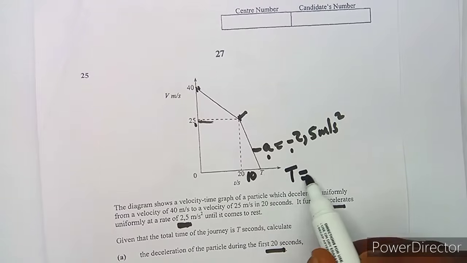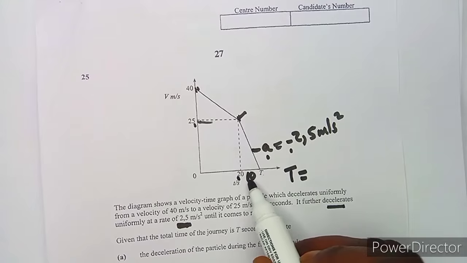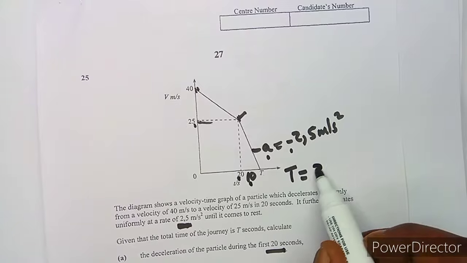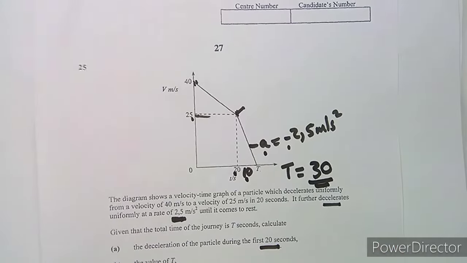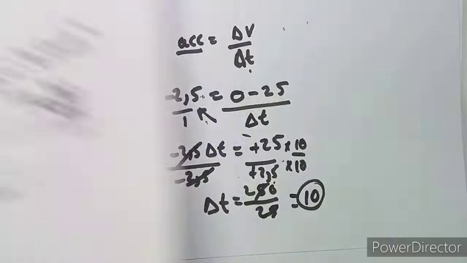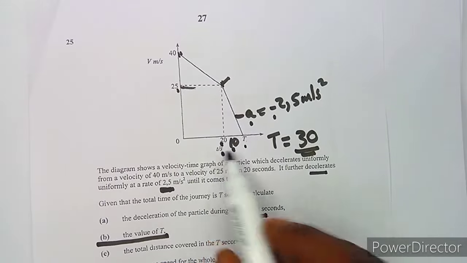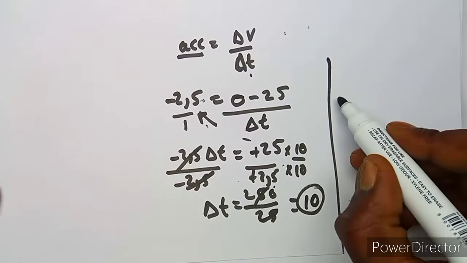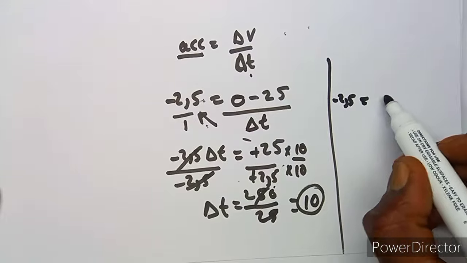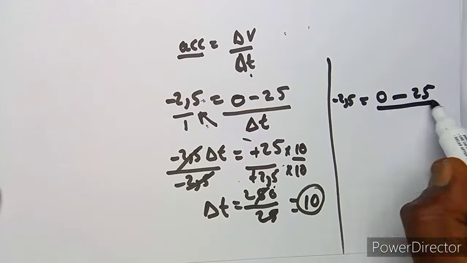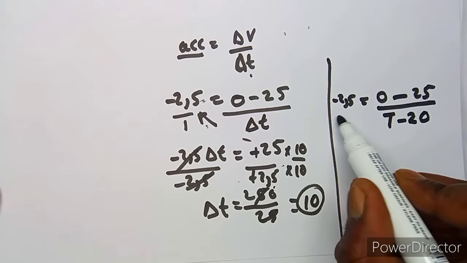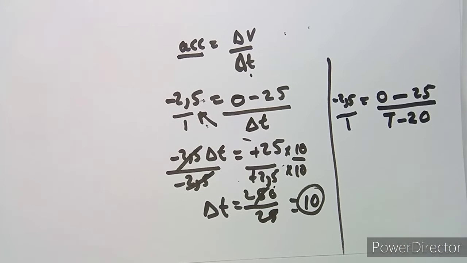So what is our t? Therefore our t is 20 plus 10, because there was a change of 10 seconds, so it is going to be 30. Okay, let's say you didn't want to work with the change of time and then later change the answer. We are going to write this as t minus 20. So -2.5 is 0 minus 25 over t minus 20, like this. The moment you use this one, you are going to obtain your direct answer.